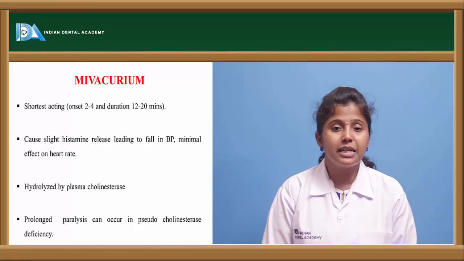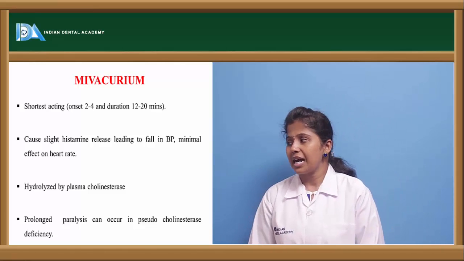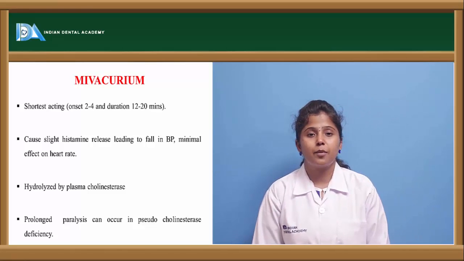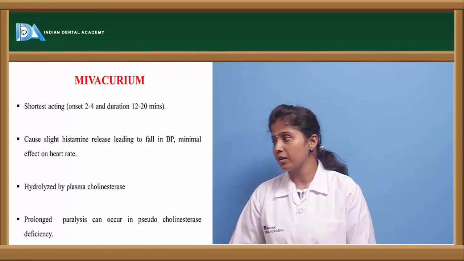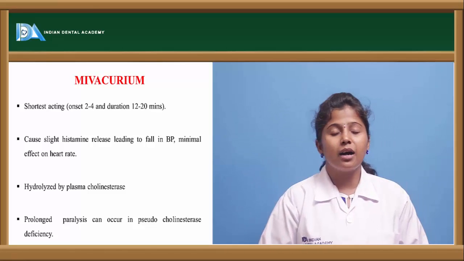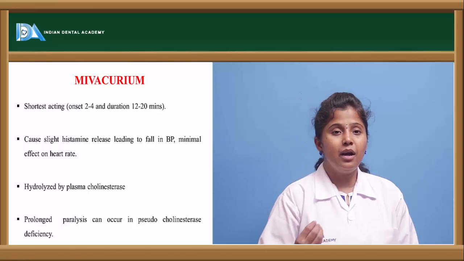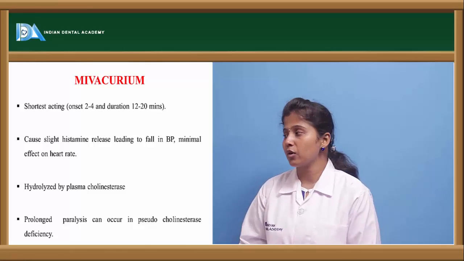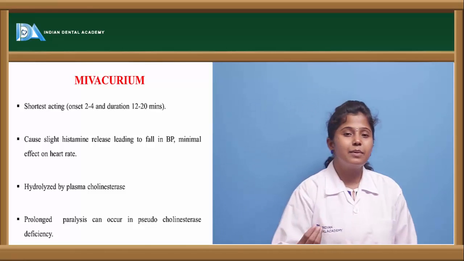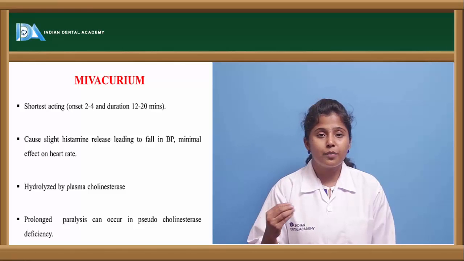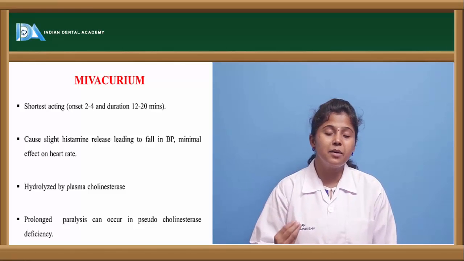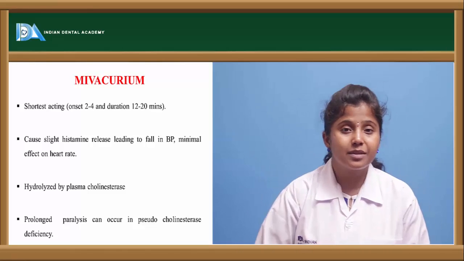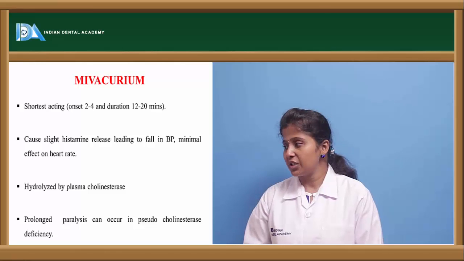So mivacurium is a short-acting drug, having an onset of action of about 2 to 4 minutes, and a duration of action of about 12 to 20 minutes. We can say it's a very short-acting drug, and it causes slight histamine release, but very little histamine is released, and thereby the fall in blood pressure will also be low, and it has minimal or mild cardiovascular effects. It is hydrolyzed or metabolized by the plasma cholinesterase enzyme.